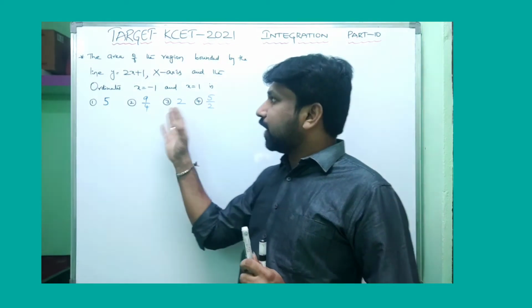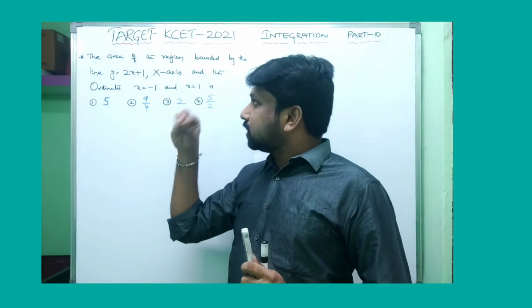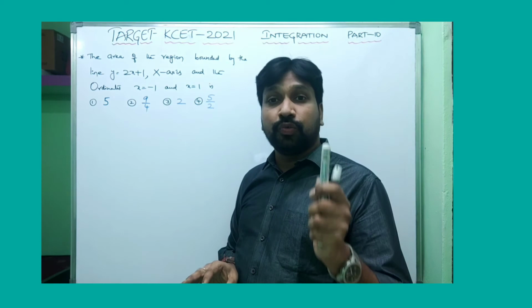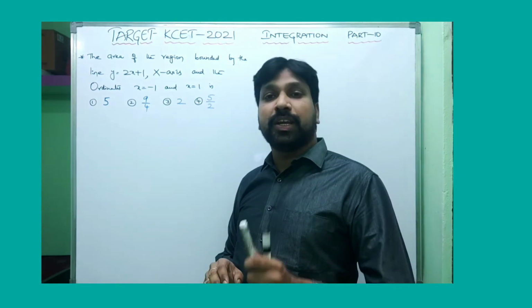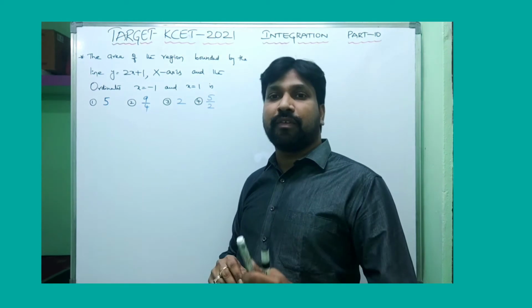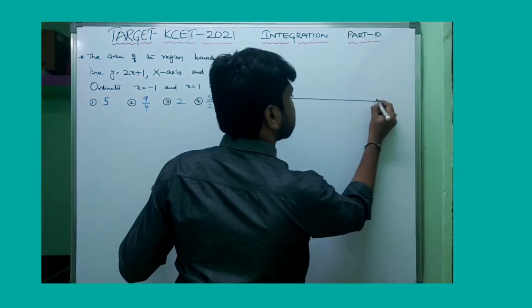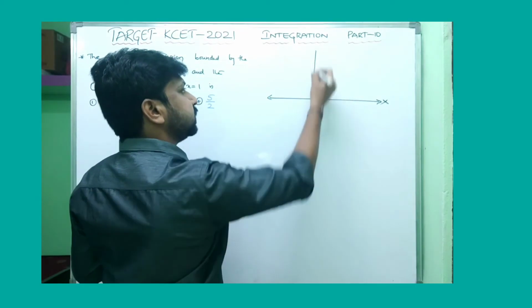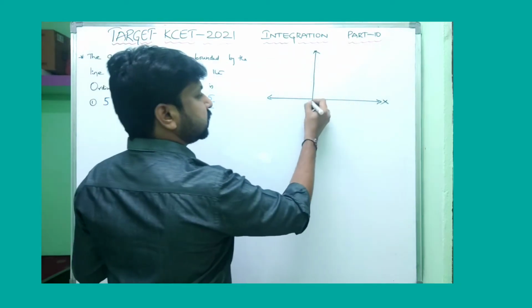Whenever they ask this kind of question, which does not satisfy any property or any formula, you need to follow the method. The method is nothing but drawing the graph. This is the x-axis, this is the y-axis, and this is 0.